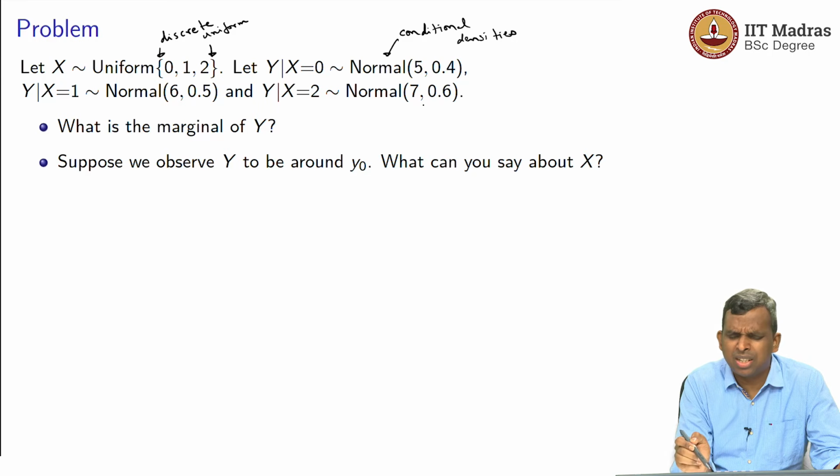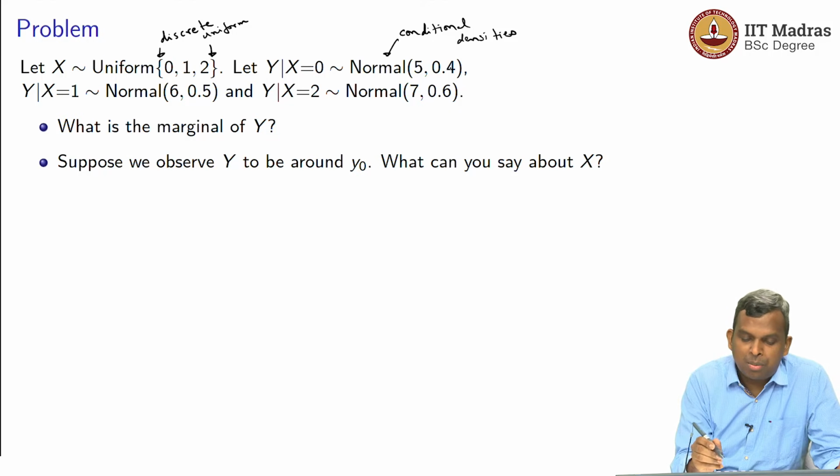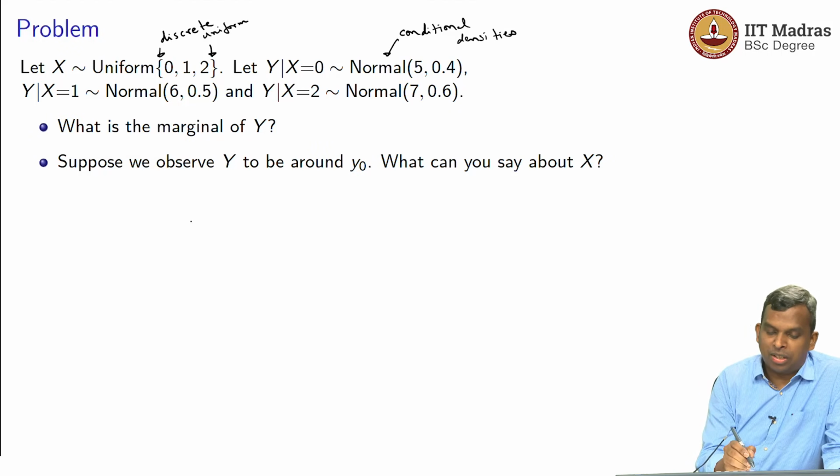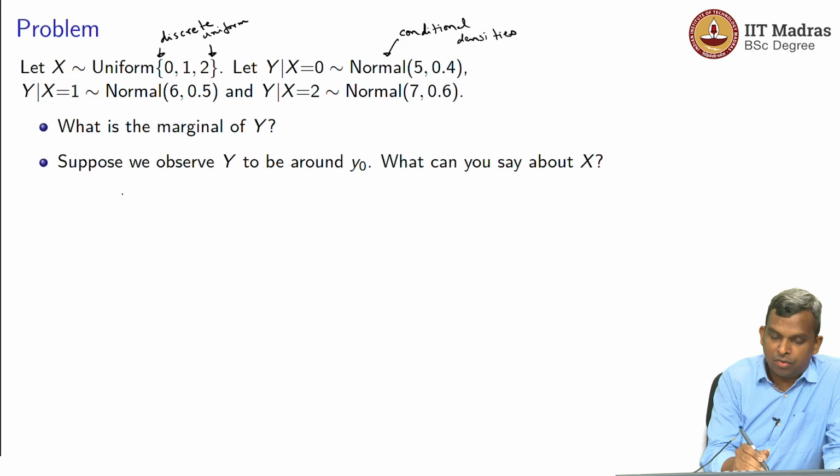So what the distributions are: this is normal 5 comma 0.4, this is normal 6 comma 0.5, this is normal 7 comma 0.6. Fine, this could be any other distribution also, just three different distributions. Maybe I should draw the three of them and give you a sense of how they look. Let's try that.